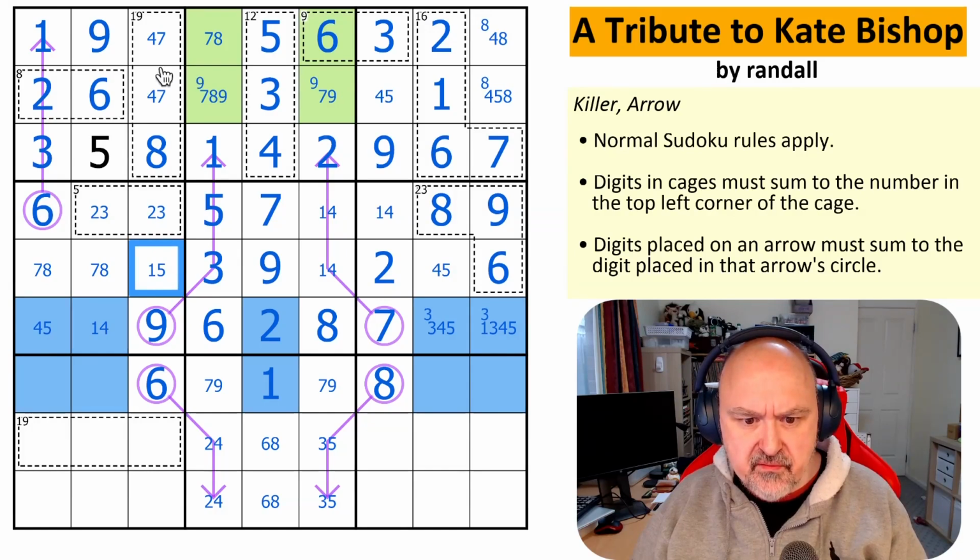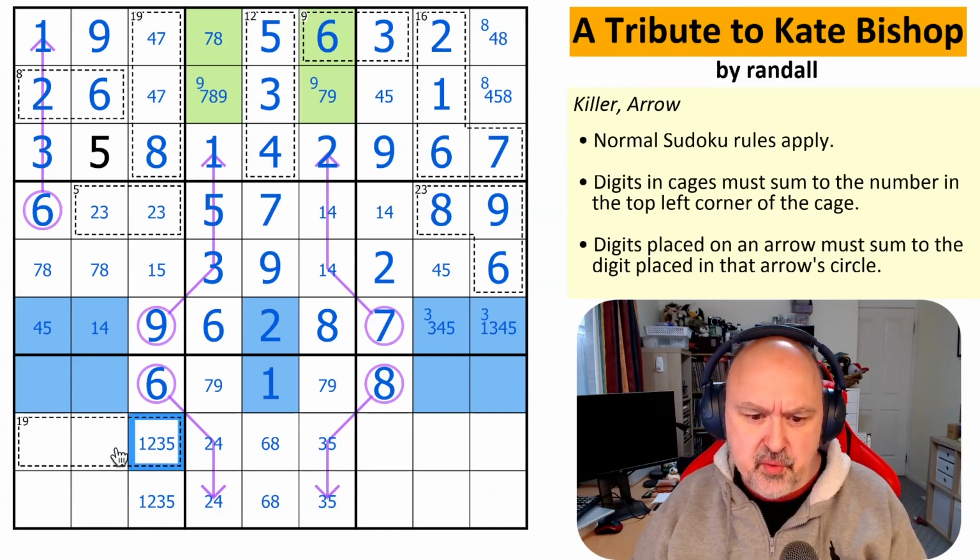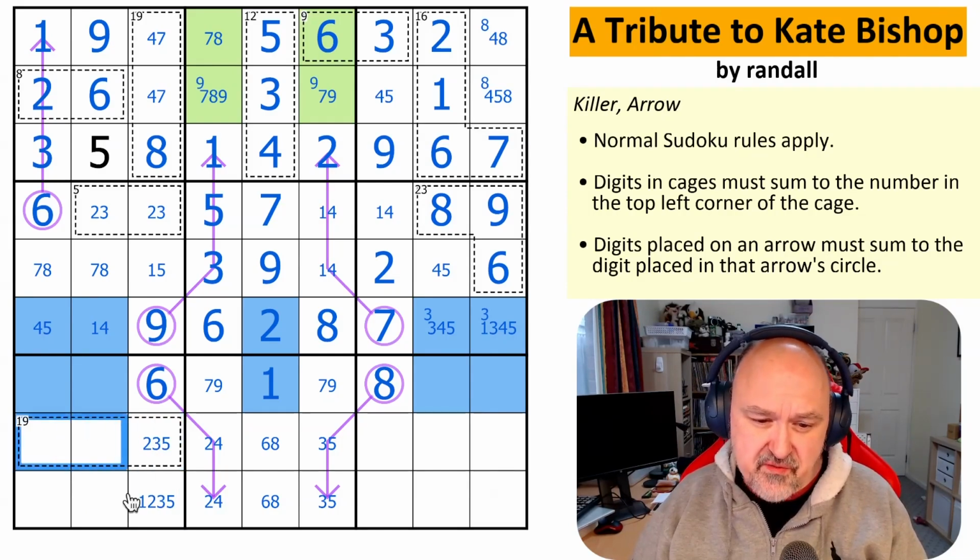1, 2, 3, 4, 5. So these are 1, 2, 3, 5, which is not resolved. Can't put a 1 in a 3 cell 19 cage, or those two cells would have to sum to 18, which would be 9, 9, and that's not possible. So that's not a 1, but it could be a 2 if that's 8, 7, 8, 9.